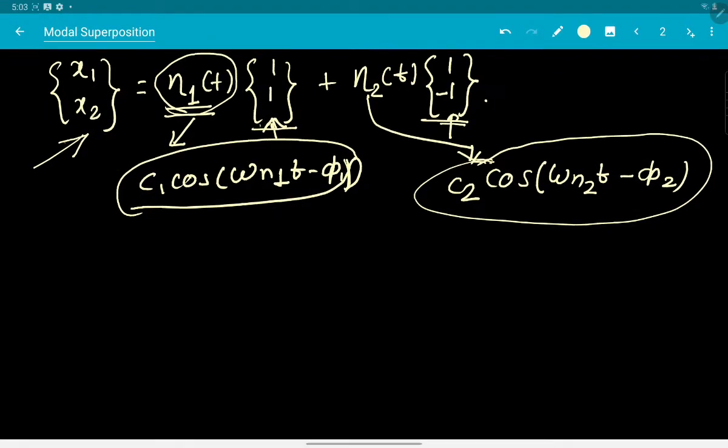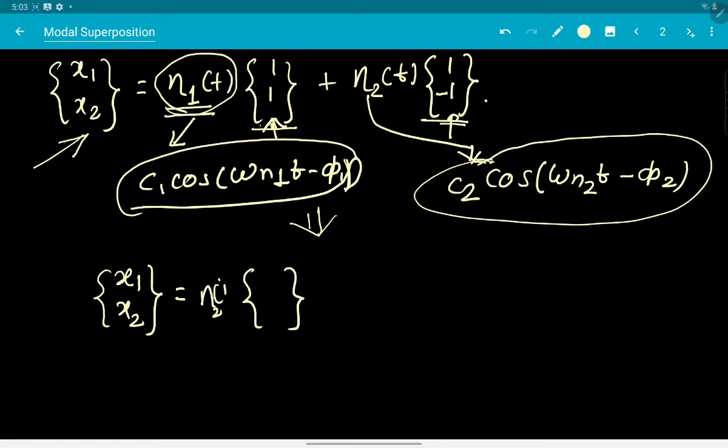So the displacement vector is written as a linear combination of the two modes that we have obtained as the solution of free vibration. What we are going to do is assume that this modal superposition holds even when there is force acting. In that case as well, we assume that x1, x2, which will be the displacement solution when there is forcing acting onto it, can also be written as a superposition of these two modes.